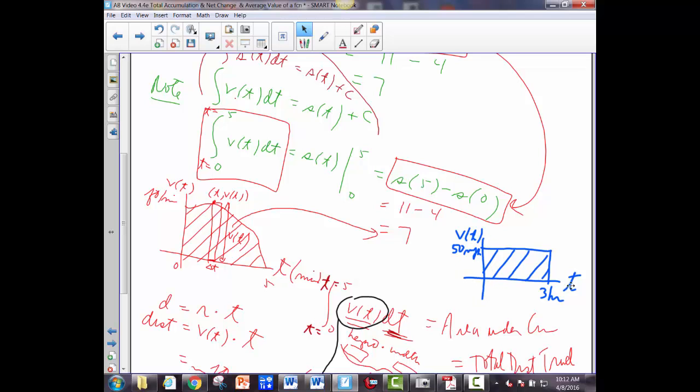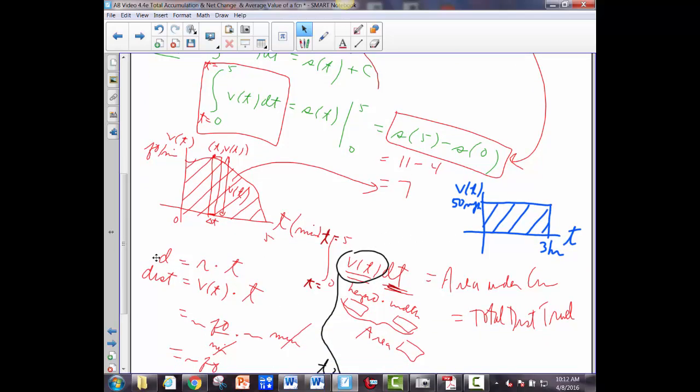Now, I want you to look at this picture over here. If the x-axis represents time and the y-axis represents velocity, then what this means is for 3 hours, this car is traveling at 50 miles an hour. He doesn't slow down or speed up. He travels at 50 miles an hour for 3 hours.